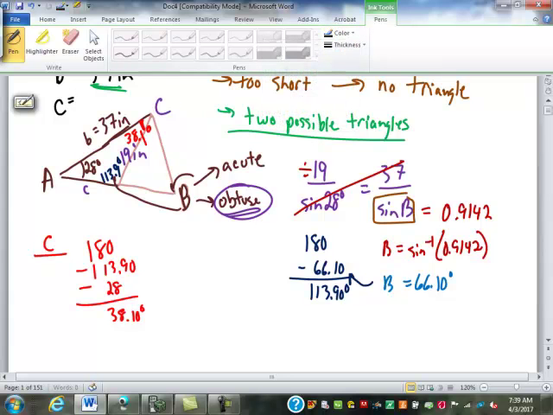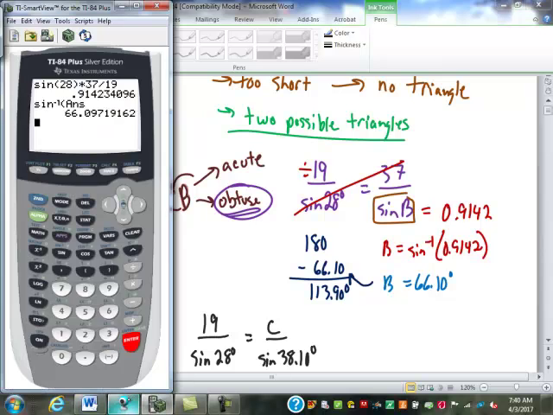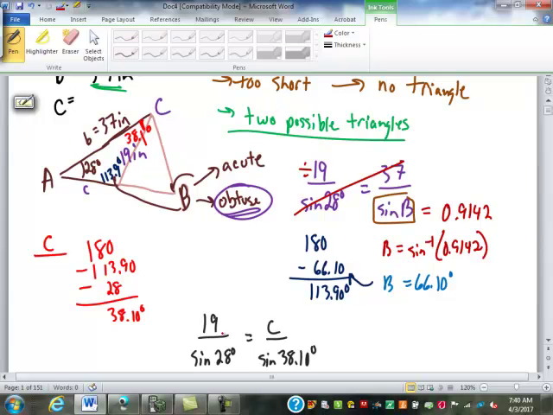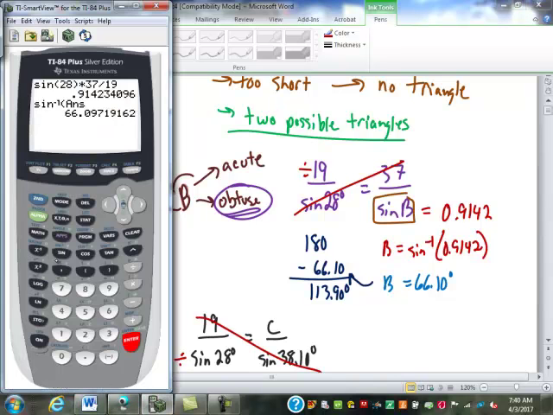And now we're back to finding a missing side C. So I'm going to start out again with my ratio. Length of side A is 19. Sine of angle A, so sine of 28, equals side little c over the sine of angle C, which is 38.10 degrees. So once again, we're going to cross multiply and divide: 19 times the sine of 38.1 divided by sine of 28.